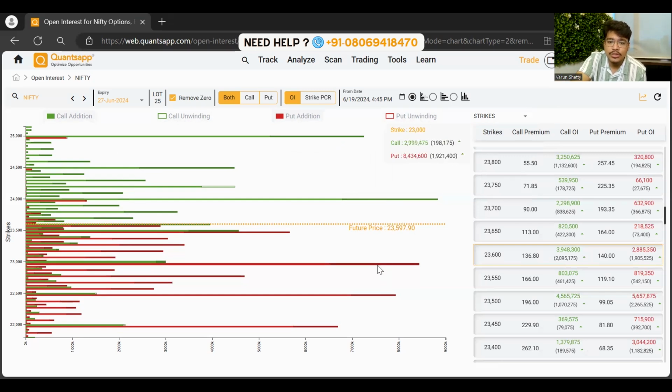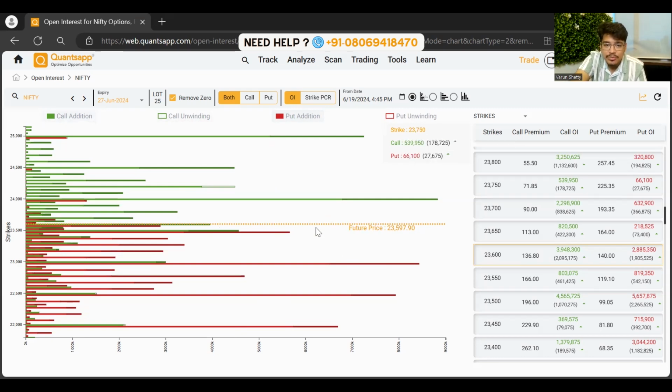Similarly, on the put side, 23,000 is the heaviest put. Then 22,500 is one and 22,000 is one. Right? In between, there are all hedge positions. So the major action that is happening is between these ranges. These 1,000 points, this is where the major action will happen.